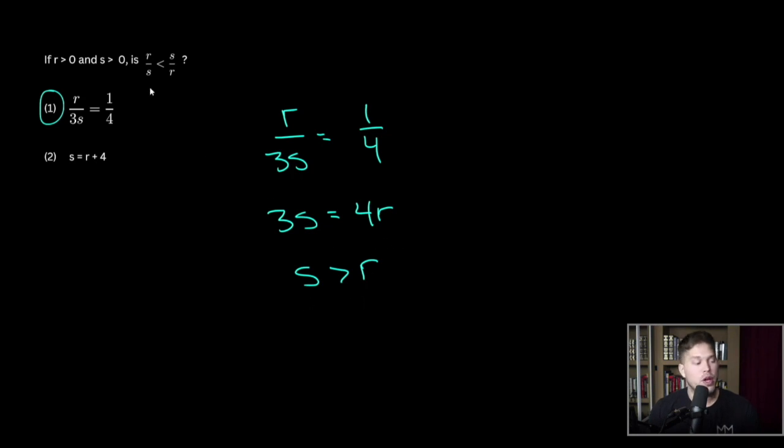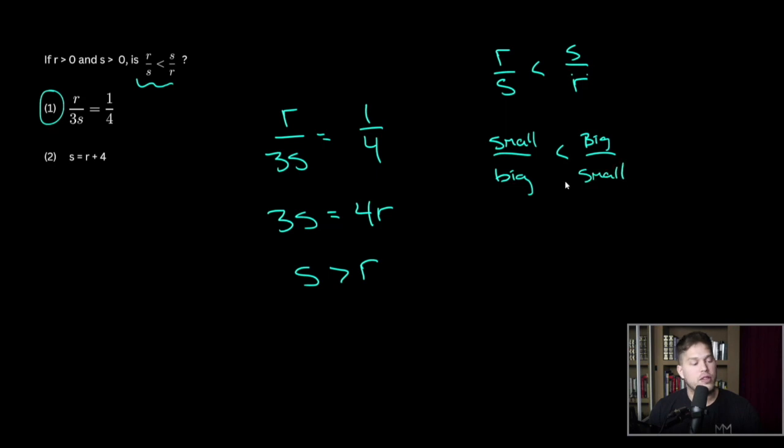greater than r, as 3 s's would equal 4r. Going back to the original question, is r over s less than s over r? Well, if s is greater than r, then we would have a smaller number over a bigger number, and a smaller number over a bigger number is going to be less than a bigger number over a smaller number. And so statement 1 is sufficient.